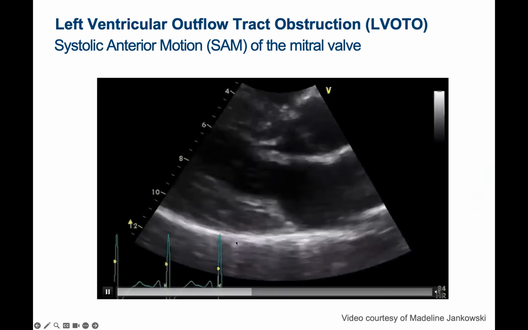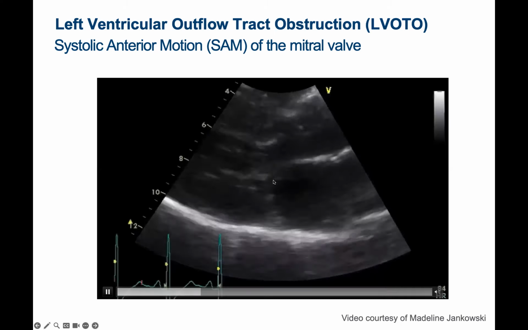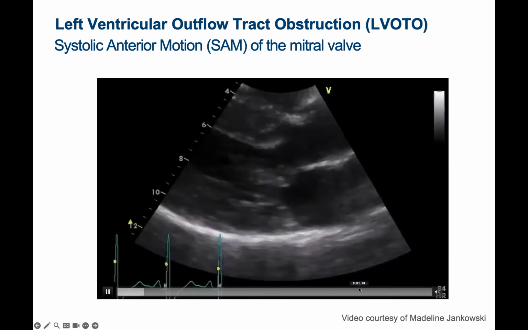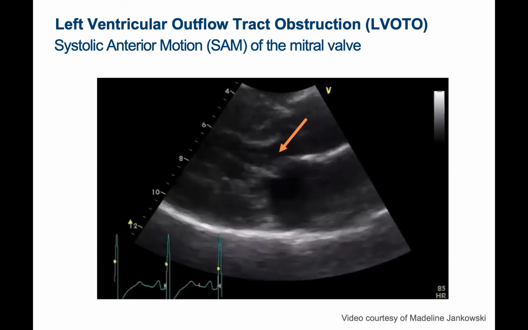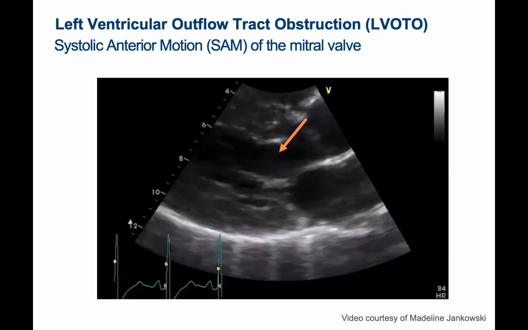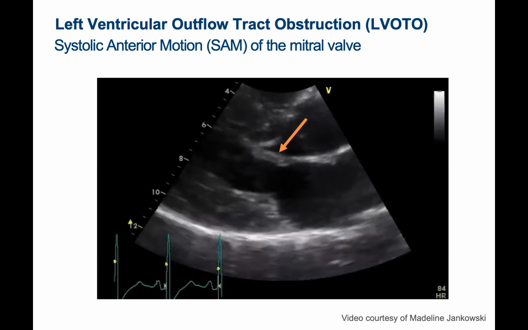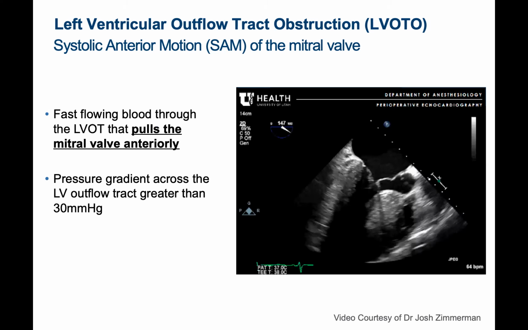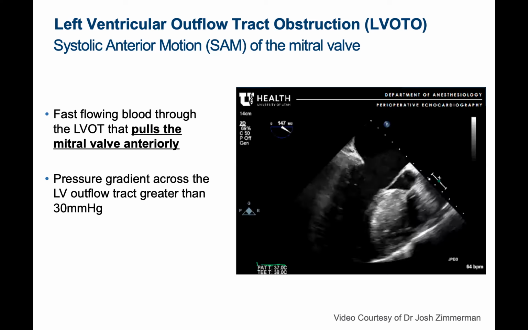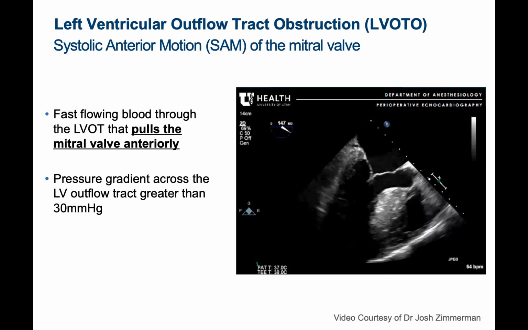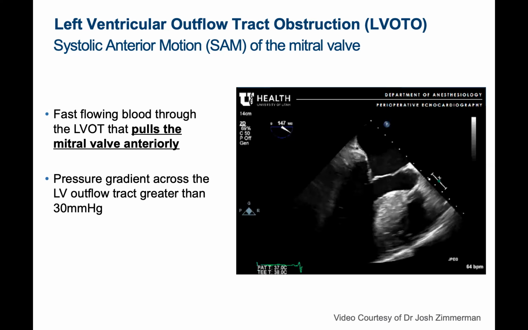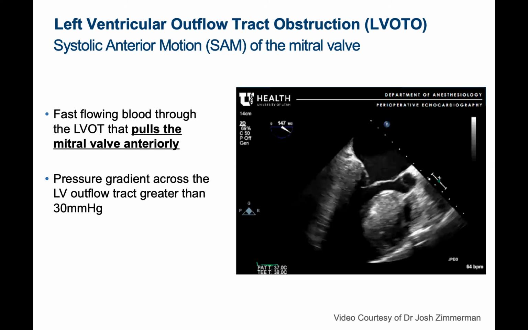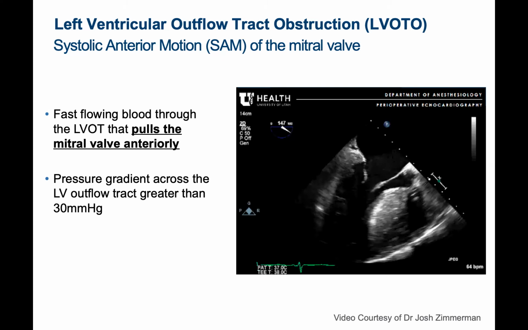So this is a parasternal long axis view. We have a left ventricle, left atrium, mitral valve, LVOT, aortic valve. And if you look here at the arrow, you see that that anterior leaflet of the mitral valve is being pulled into the LVOT during systole. So left ventricular outflow tract obstruction, this is often caused by SAM, meaning that it's caused when you have a systolic anterior motion of the mitral valve, obviously during systole, right? So that anterior leaflet sucks into the LVOT and obstructs the blood that's trying to exit the LVOT.